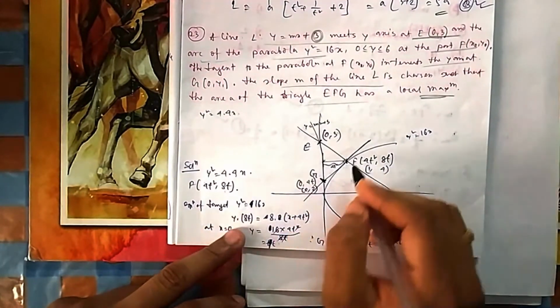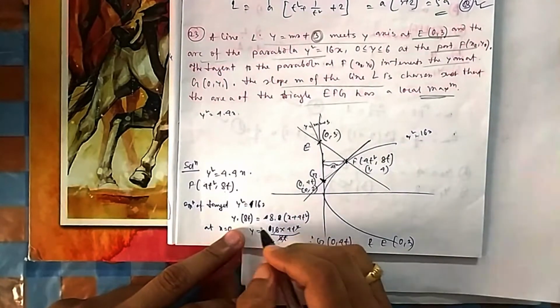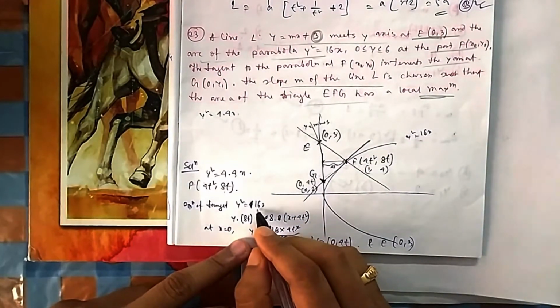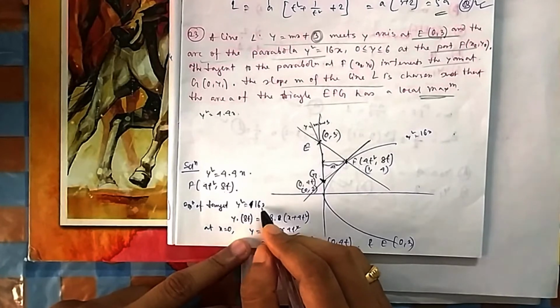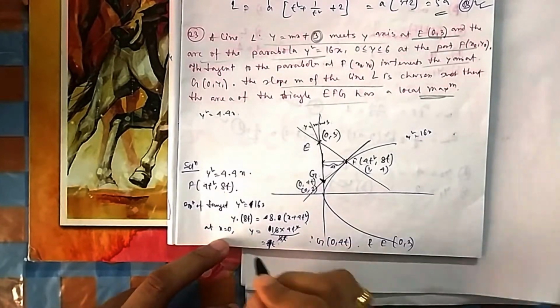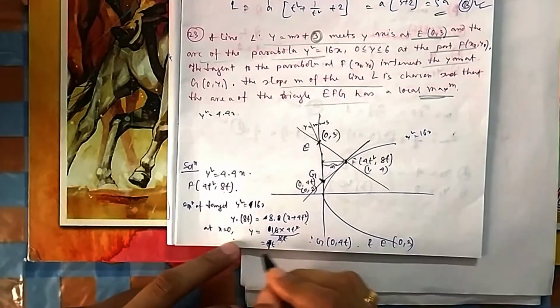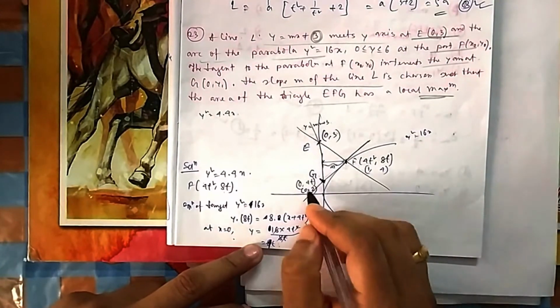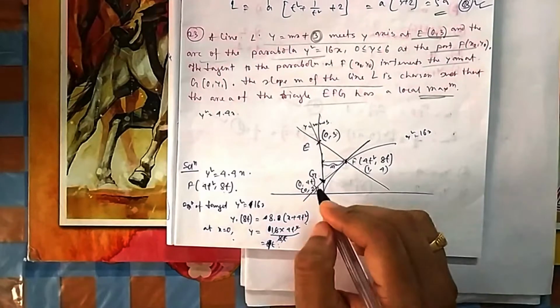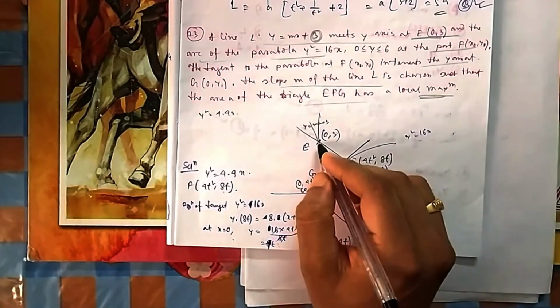So what is the equation of the tangent? It is yy1 = 2a(x + x1), where 2a is 8, and if you put it in, it is like this. It is meeting the y-axis, which means x equal to 0. If you put x equal to 0, then y is equal to 4t². So this point, (0, 4t²), is given.